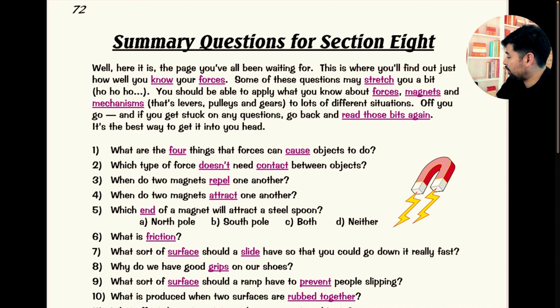Então, preparando aí para ir, e no seu caminho, if you get stuck, se você por acaso ficar travado em alguma pergunta, não souber responder, volte lá, leia aquelas pequenas partes, leia das páginas anteriores novamente. É a melhor maneira de você conseguir que essas informações entrem na sua cabeça. It's the best way to get it into your head, ok?